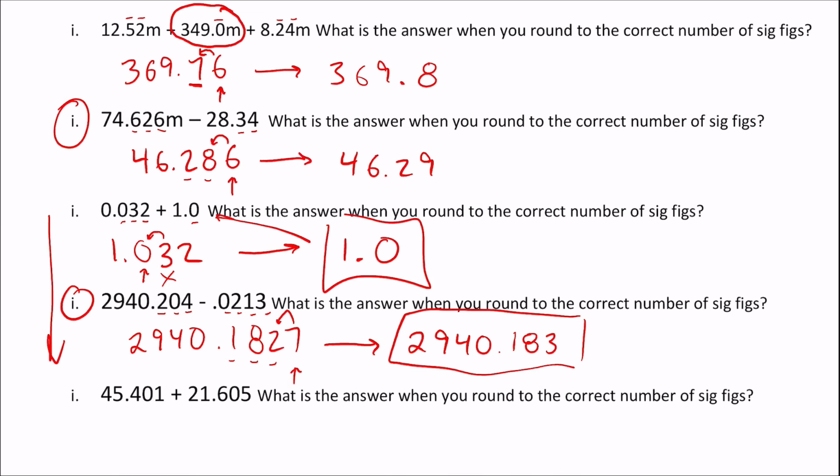And for the last one, when you add them together, you get 67.006. They both go to 3 decimal places, so our answer will also go to 3 decimal places, and this would be our answer, 67.006.